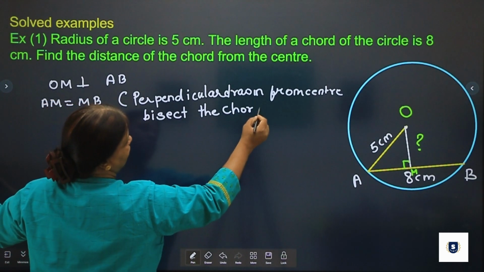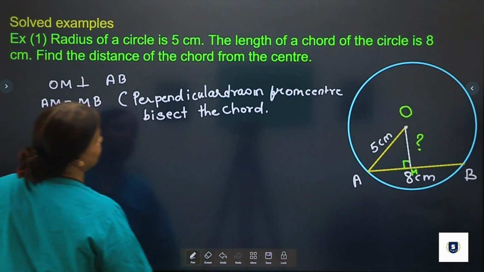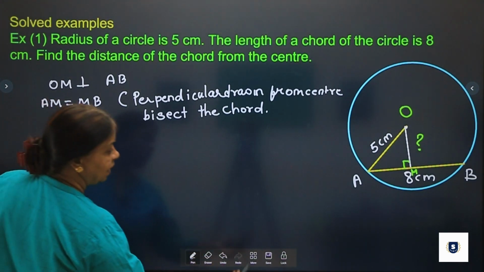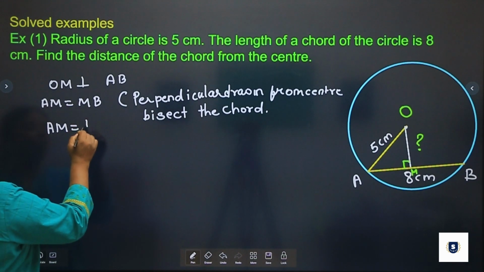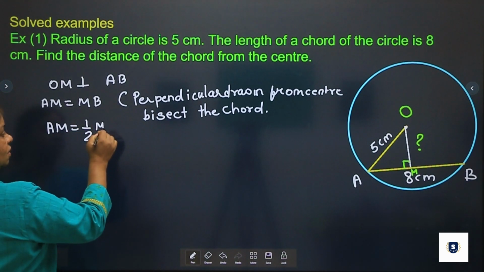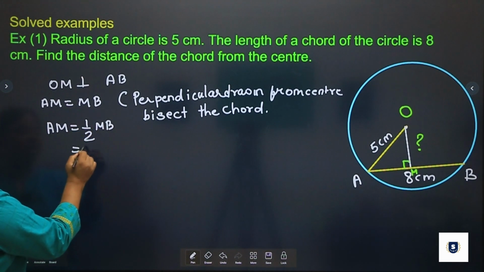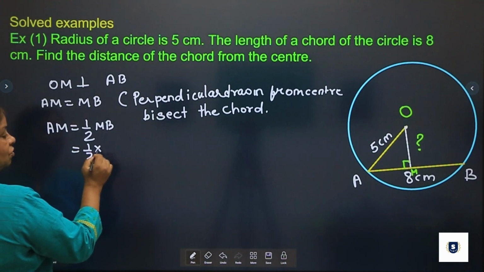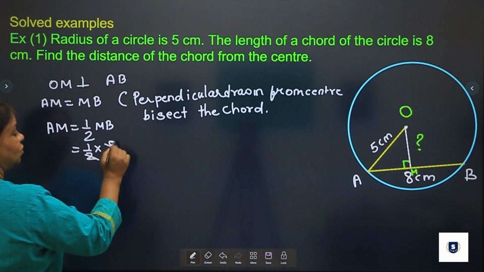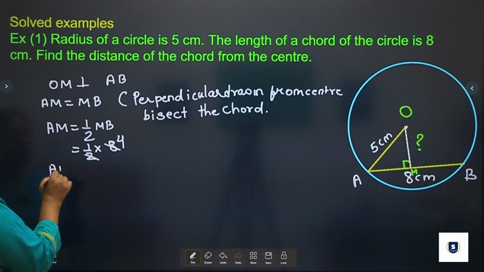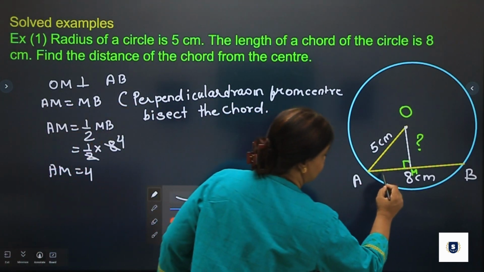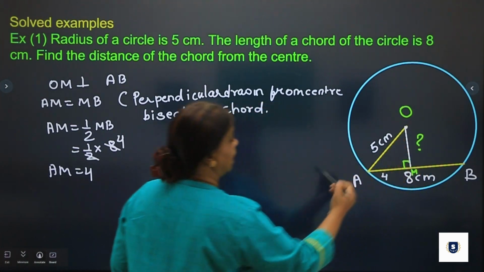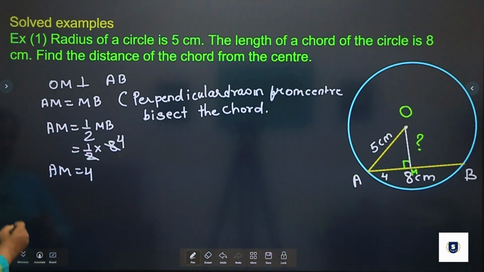Okay, fine. So therefore AM is equal to MB. So AM is equal to half of MB. So AM is equal to half of 8, that would be 4. So AM is equal to 4. We got AM as 4. So we can use Pythagoras theorem in this triangle.